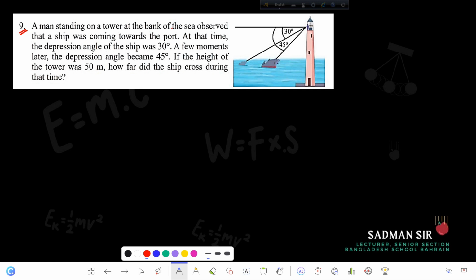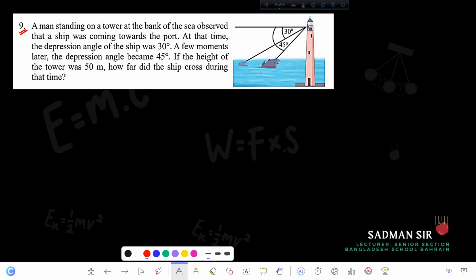This is the sea. Observe that a ship was coming towards the port. So let us consider this one to be the initial position of the ship. It is coming towards the port. At that time the depression angle of the ship was 30 degree. So as this is the initial position, for this the angle of depression, we know that from the horizon when the angle is formed in the downward direction, that time it is called angle of depression, right? Now a few moments later the depression angle became 45 degrees.